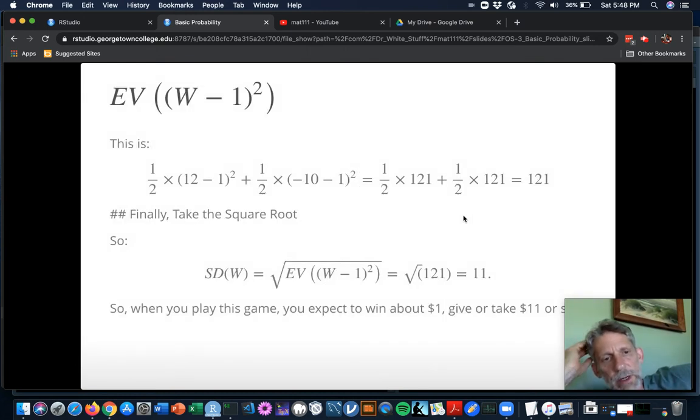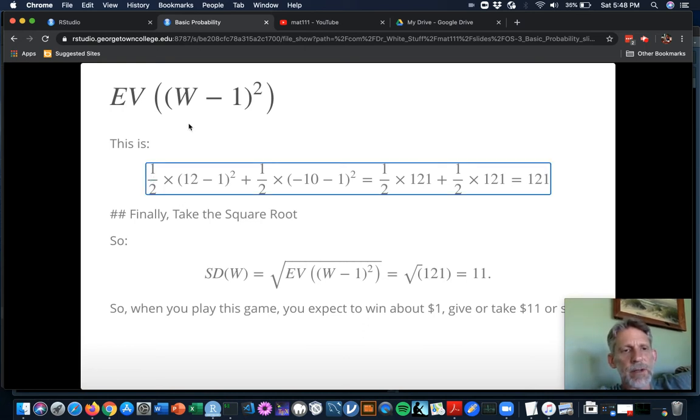So I think about what it could be. Well, there's really only two things that could happen. The W could be 12 or minus 10. So there's a 50% chance that my (W minus 1) squared could be (12 minus 1) squared, and there's a 50% chance that it could be (minus 10 minus 1) squared.